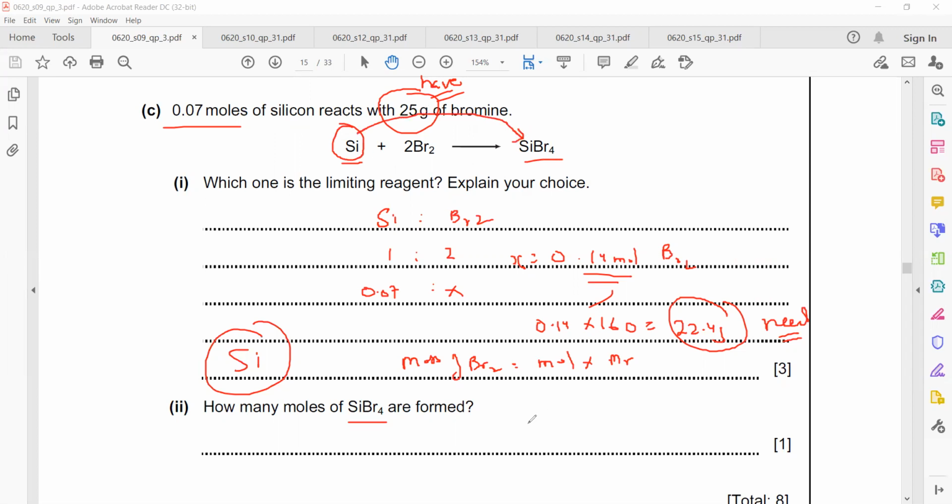So the ratio between silicon and silicon tetrabromide, what is the ratio between them? It's 1:1, so you can see clearly. So how many moles will be there? 0.07 moles will be there, because the mole ratio between them is 1:1.